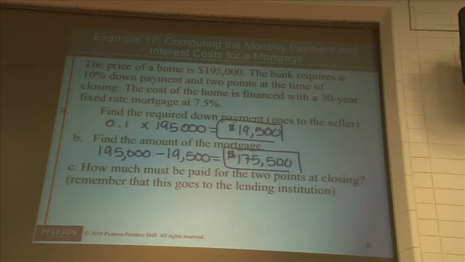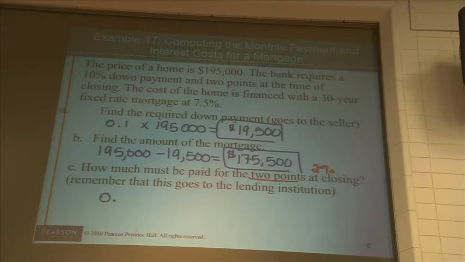Now, how much must be paid for the 2 points at closing? This is that little extra bit of money you got to give the broker for helping you find this house and so on and so forth. It's like a finder's fee. We take the mortgage amount, and if we want 2 points, that's the same as 2%. So we do the same calculations, but remember we're only taking 2% of what's actually being financed.